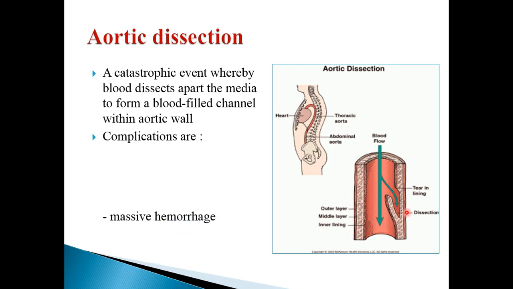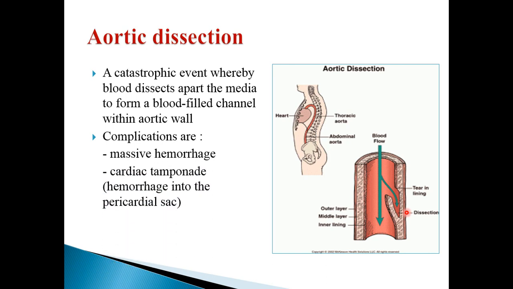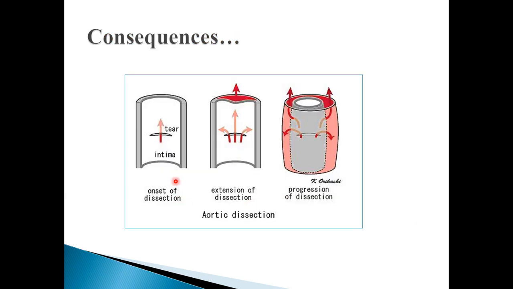Complications are very important and include massive hemorrhage, and cardiac tamponade in case of hemorrhage into the pericardial sac. So in this diagram we have a representation of the progression of the aortic dissection. At the onset of dissection there's only a tear inside the intima through which the blood will go inside the media, and from there it can go in different directions.